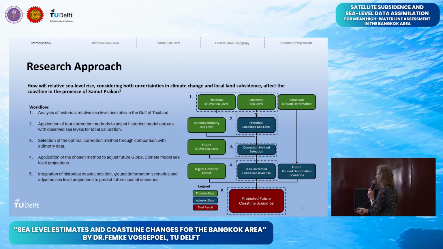Tijmen came up with quite a complicated workflow, and I will take you through that step by step. So the first part was really to analyze historical relative sea level data, and that was based on the tide gauges. And then he corrected the series that he got from global climate models using those tide gauges. And he compared it with altimetry to see whether his results actually made sense. And then he used a digital elevation model to estimate coastal scenarios.